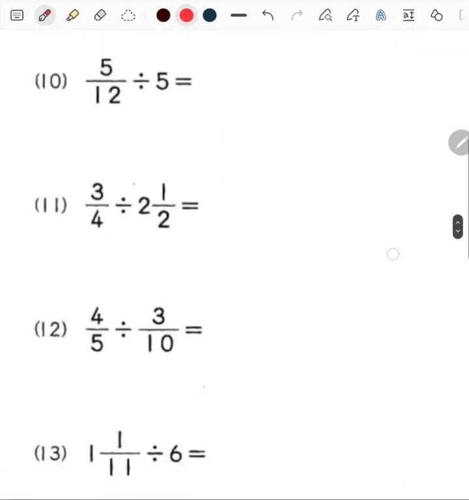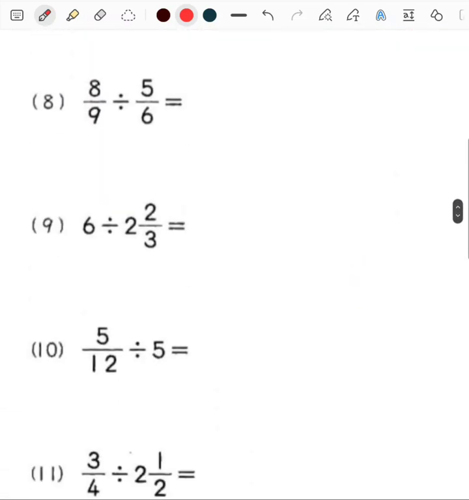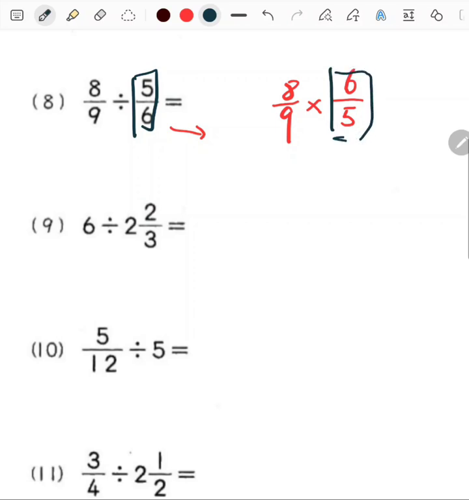Okay, so we're gonna do some divisions. So the idea of division, again, is very similar to multiplication, but the only thing that we have to do is that we have to flip the other fraction. So watch this. So 8 over 9 as it is, instead of division, we're gonna change it to multiplication. But then, this is the magic. The 6 comes here now, and the 5 comes down here. So compare the 5 over 6 with the 6 over 5. You flipped it, right? And then you change the division into multiplication. That's all we need to do.